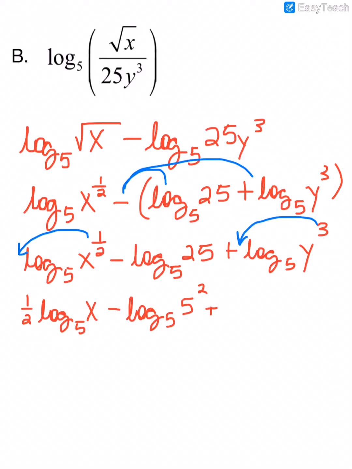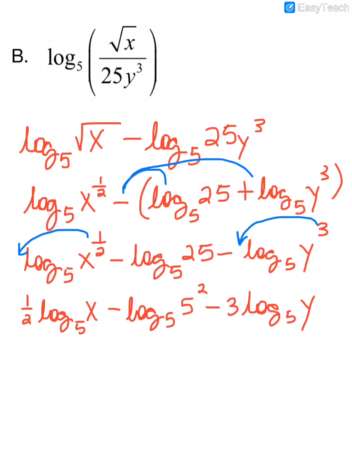Okay, plus, I didn't distribute. Okay, so let me back up a little bit. This should have been changed to a negative. I said to distribute it, and I didn't. Okay, so when I distributed that negative, this turned to minus. Okay, so minus 3 log base 5 of y.